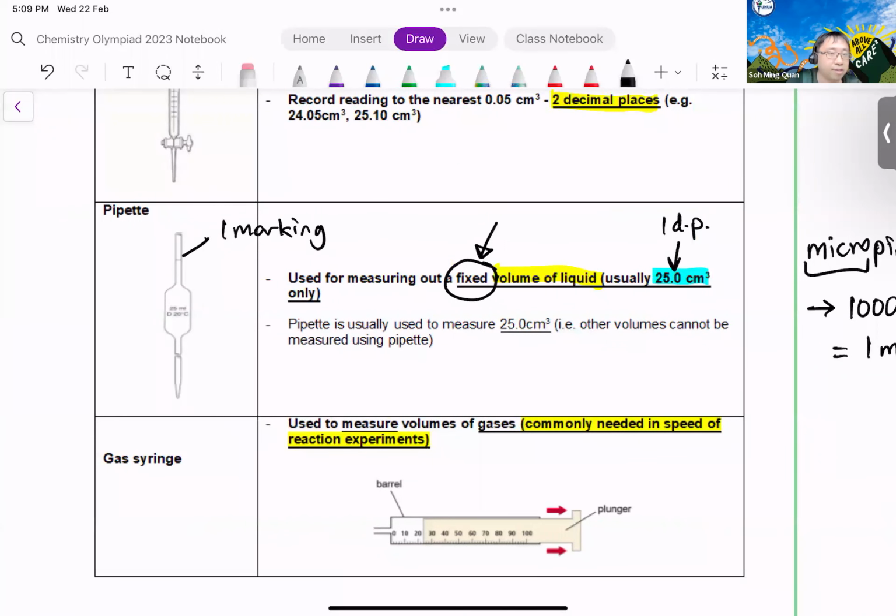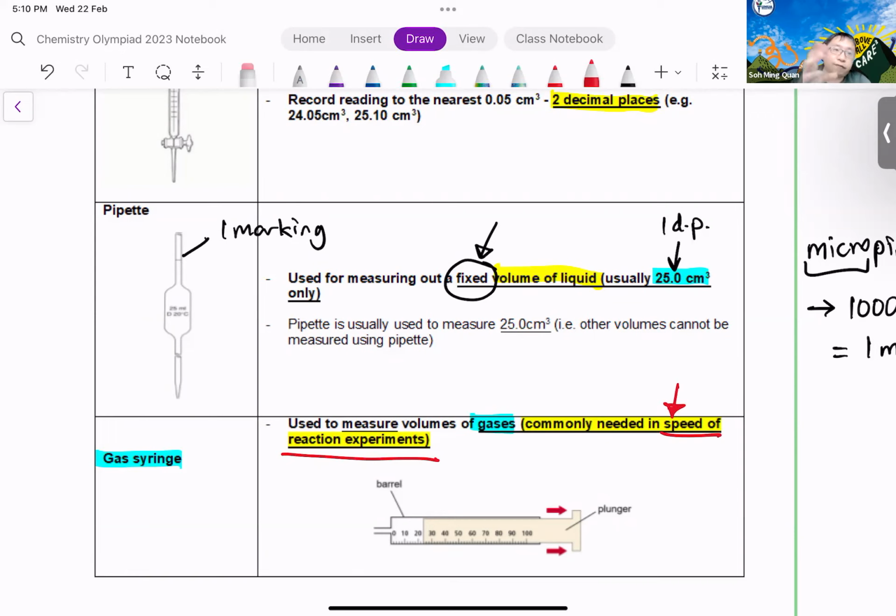Now let's talk about gases. Now gases are important. All right. We need to be able to measure volumes of gases. And the way to do that is a gas syringe. All right. Now, this is commonly needed in speed of reaction experiments. Now, this is important for you to know.